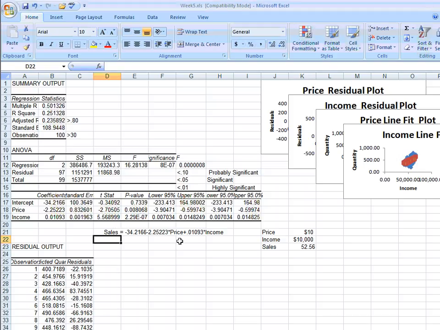T-stat. Let's merge these cells. We want the absolute value of the T-stat to be greater than 2. If we look here, the T-stat for the intercept is not. As we said, we don't really care about that. For the price, it is, so that's going to be a significant variable. Income, it far exceeds it, so it's a highly significant variable.